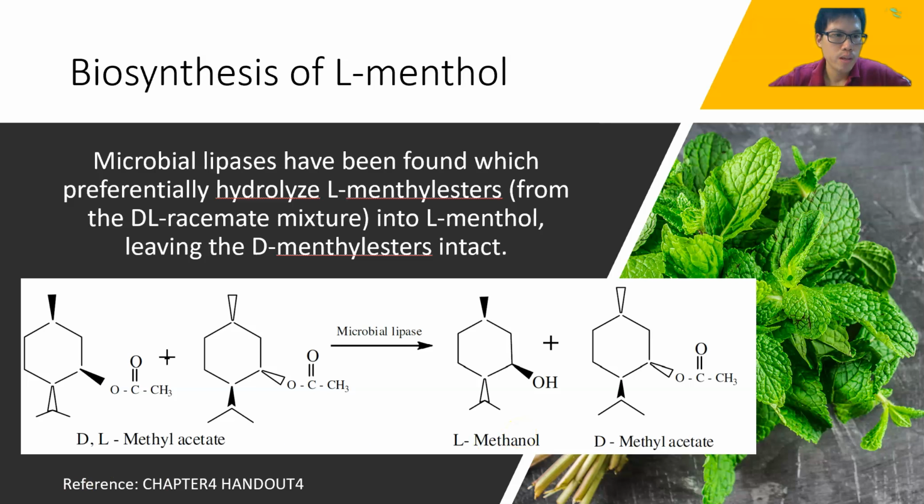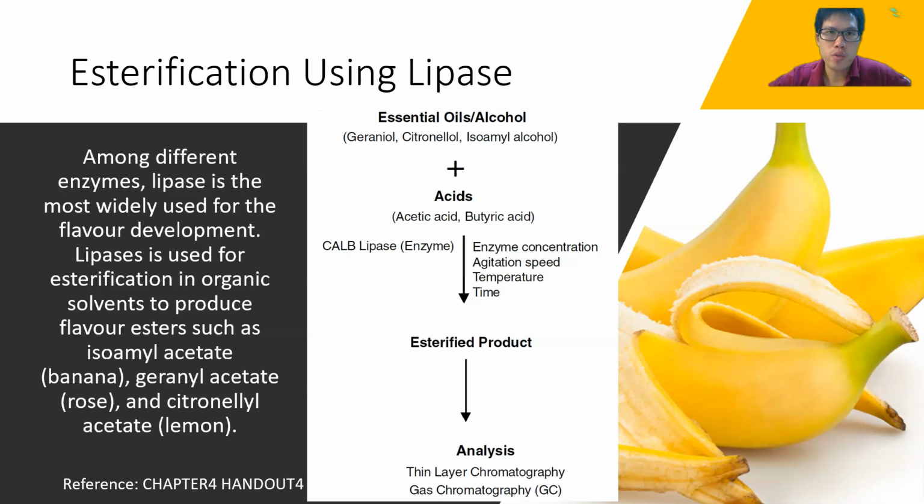Another thing, you can actually use lipase also for esterification purposes. Among different enzymes, lipase is the most widely used for flavor development. Lipase is used for esterification in organic solvent to produce flavor esters such as isoamyl acetate, the banana flavor, geranyl acetate, the rose flavor, and citronellyl acetate, the lemon flavor.